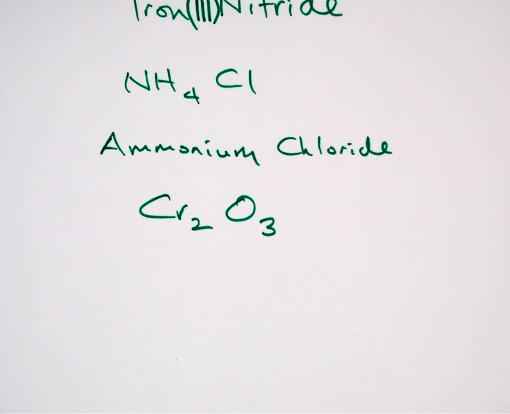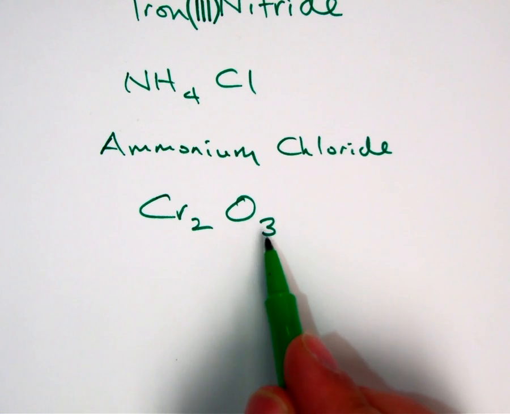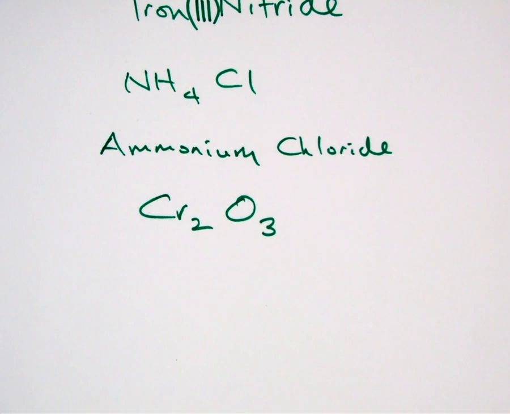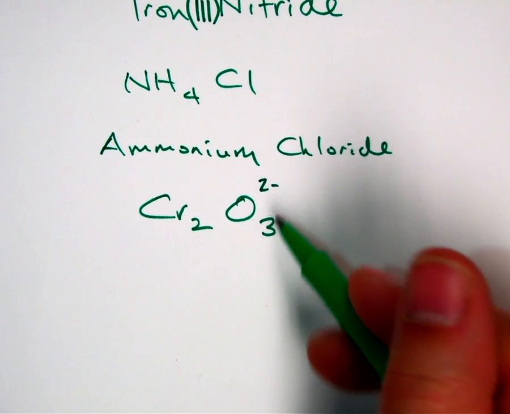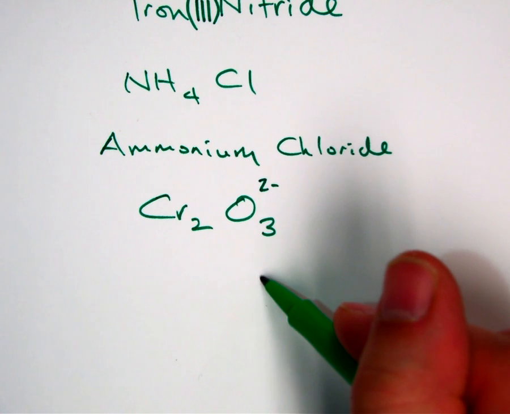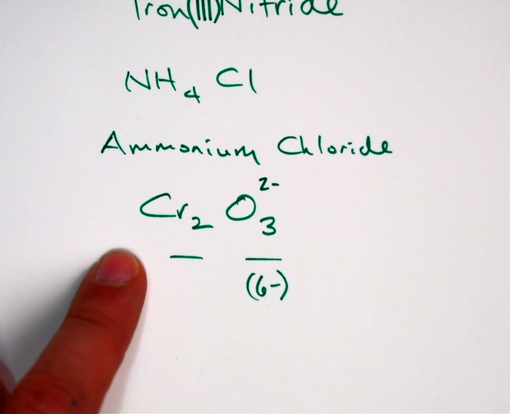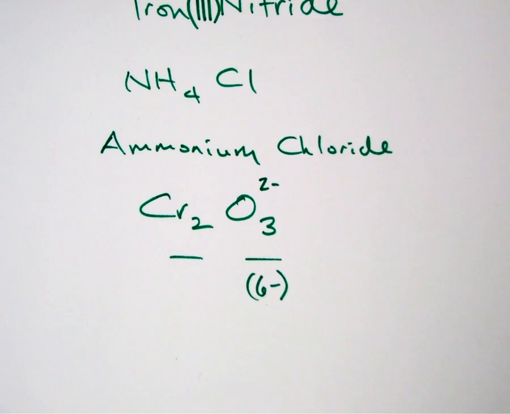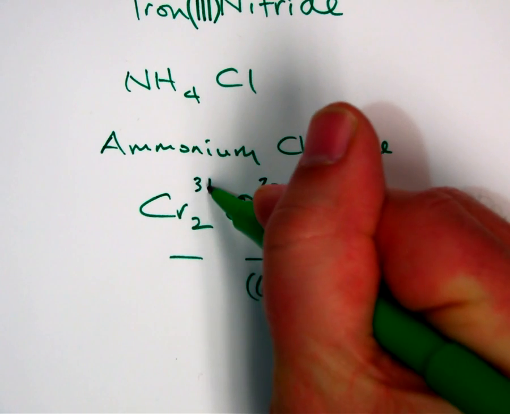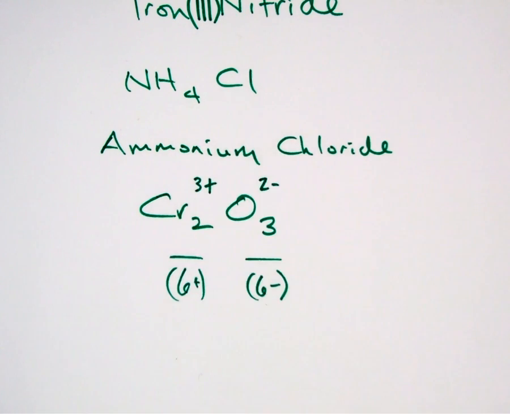Now here's the deal. We have to do a little bit more on this one because we have 3 oxygens. What is oxygen's charge no matter what? 2 minus, right? But I have 3 of them. So if I multiply those downward, what does that get me? 6 negative. Now I have 2 chromiums. What does my chromium charge have to be in order to get a 6 plus if I multiply down? It has to be 3 plus.